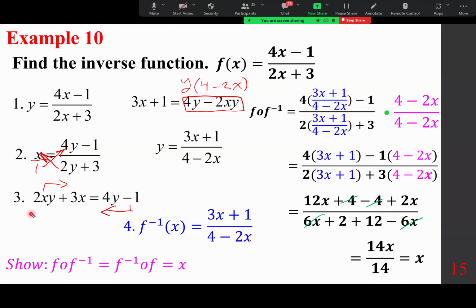A quick recap. How do you find the inverse function? Replace f of x with y to make it easier. Interchange x and y. Solve for y. This is your answer. Change the name to f inverse. That's all there is to it. Check your work, making sure their composite function is x.